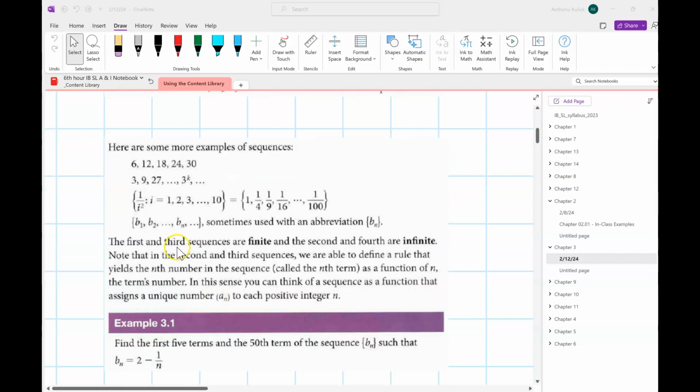All right. So some more examples of sequences. Maybe you have the sequence 6, 12, 18, 24, 30. If I look at this sequence, what is the pattern that you see happening? We're going up by 6 each time, right? Everybody see that? What if we look at this next sequence, 3, 9, 27, ..., 3 to the k, ...? What's going on here? What's the pattern here?